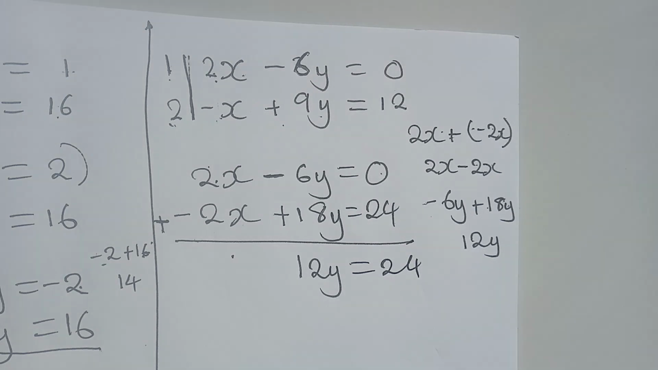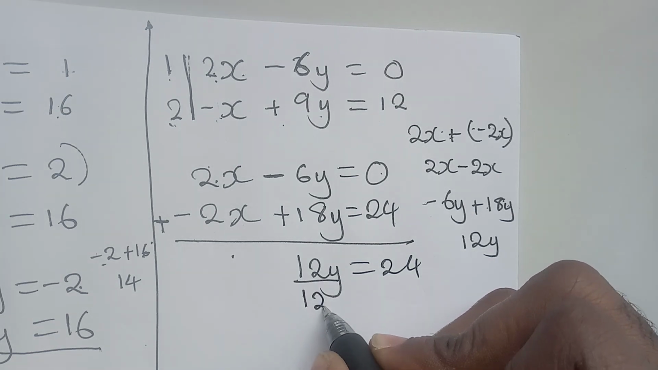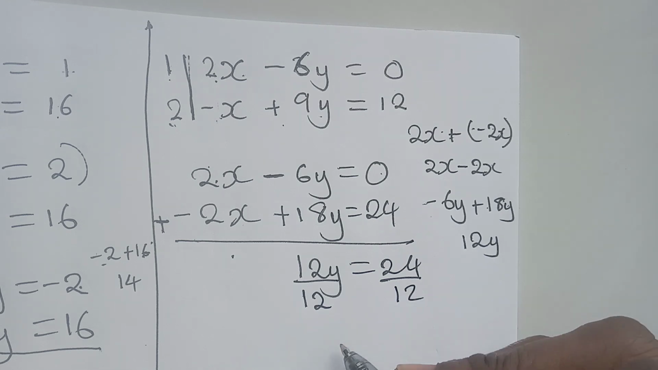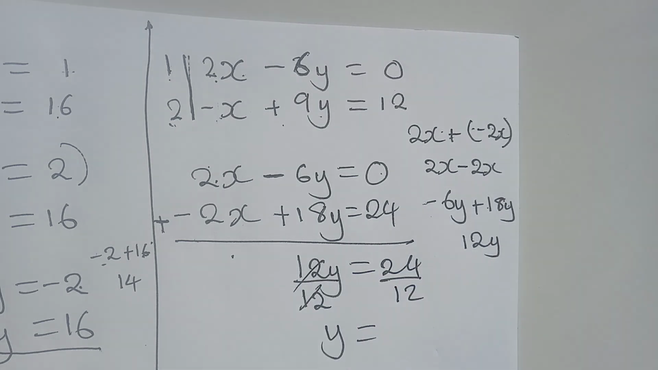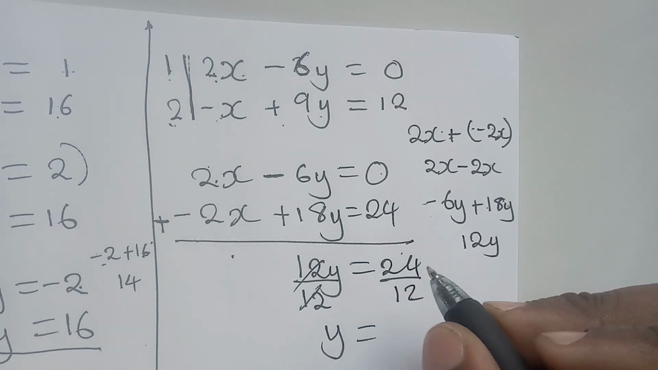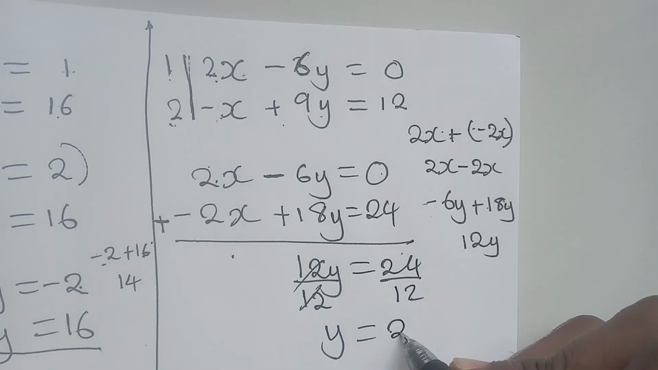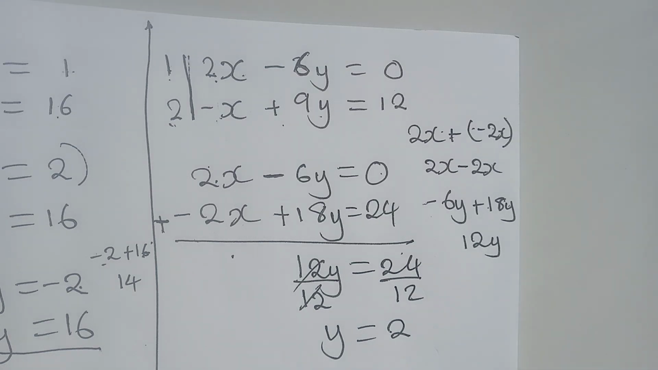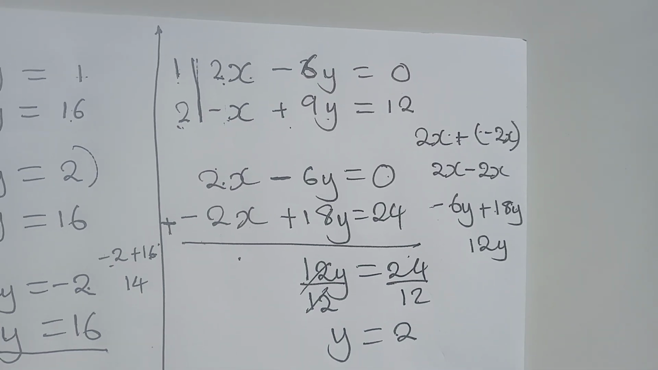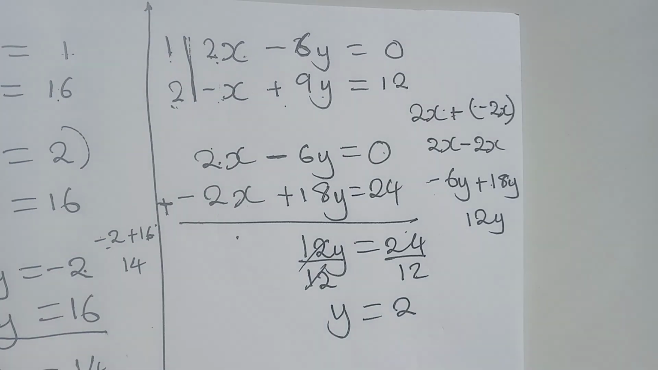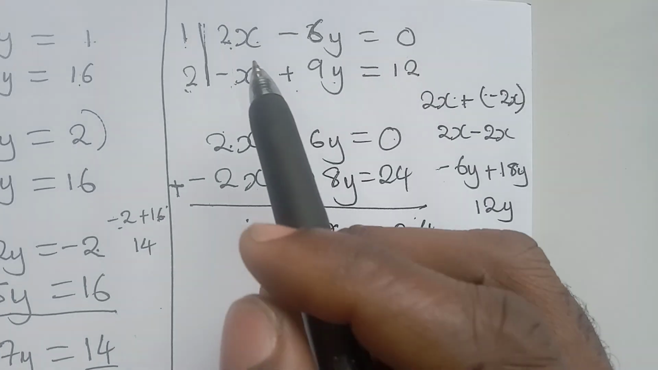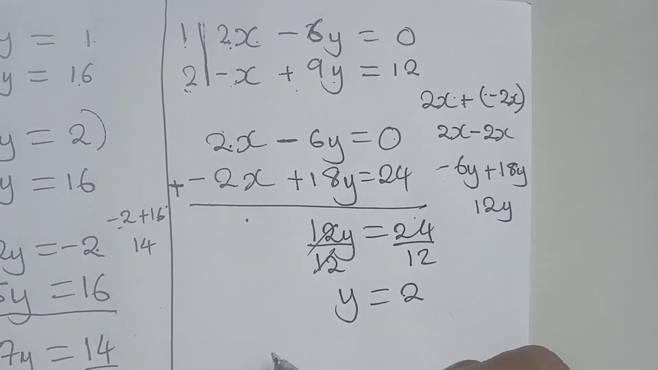And then to solve for y, you can simply divide both sides by 12. Then this would be y this side, because this into this is 1. And then 12 into 24, this is 2. And then lastly, you can solve for x. Just pick one of these two equations and substitute the y variable. So I'll pick the first equation.